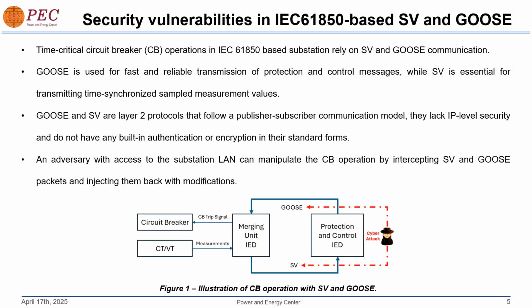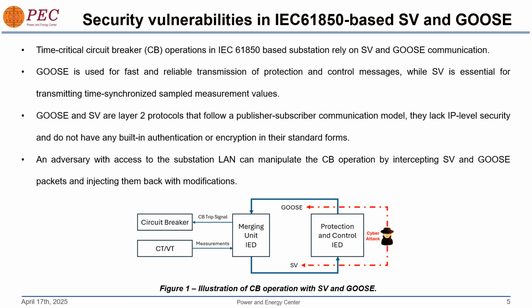Now I'll talk about the security vulnerabilities in IEC 61850 based SV and GOOSE. IEC 61850 is an international standard for the automation of electrical substations, providing a comprehensive framework for communication, information modeling, and system architecture. Under that, we have the SV and GOOSE communication protocols, which are mainly defined for time critical operations such as circuit breaker operation. GOOSE is used for fast and reliable transmission of protection and control messages, and SV is used for transmitting time synchronized sampled value measurements.